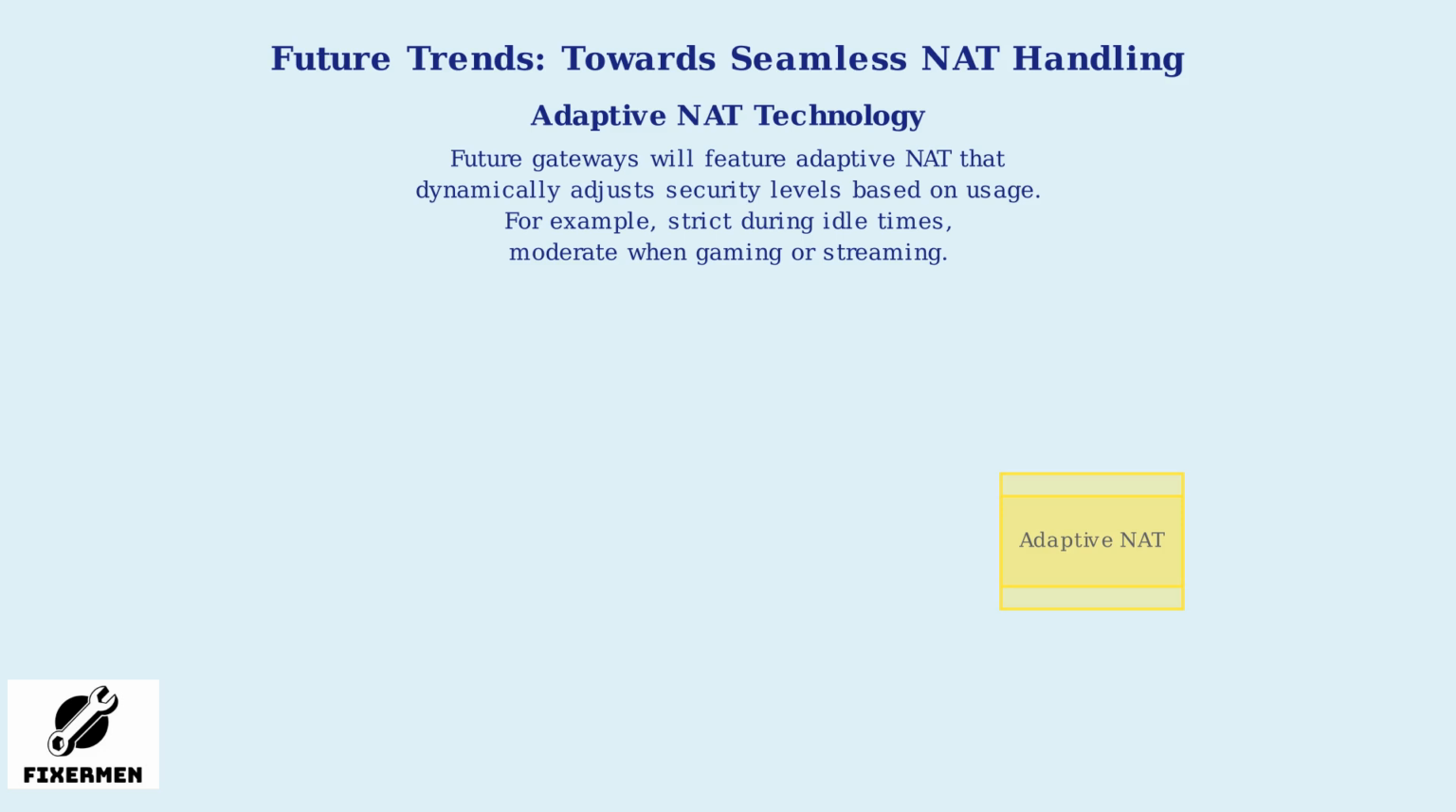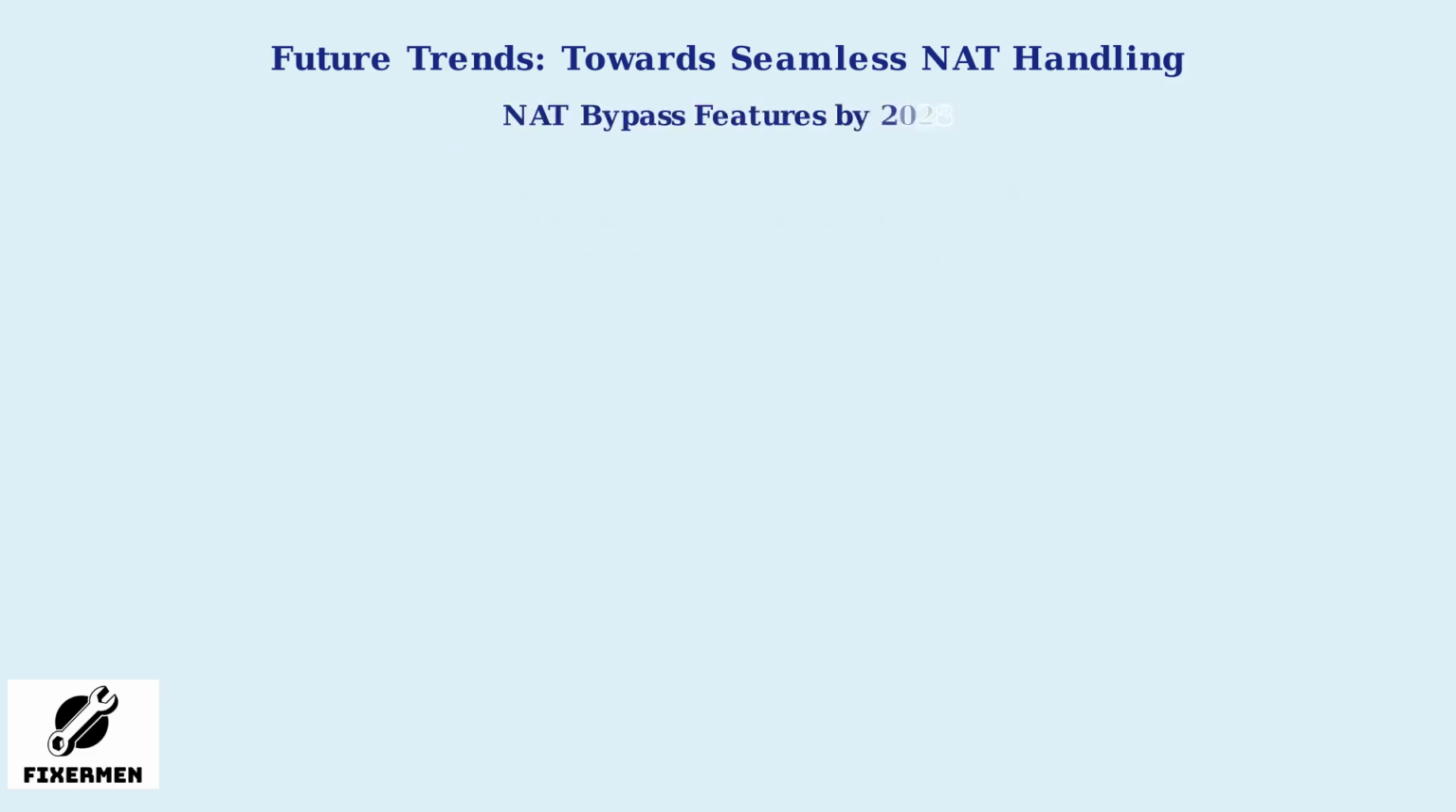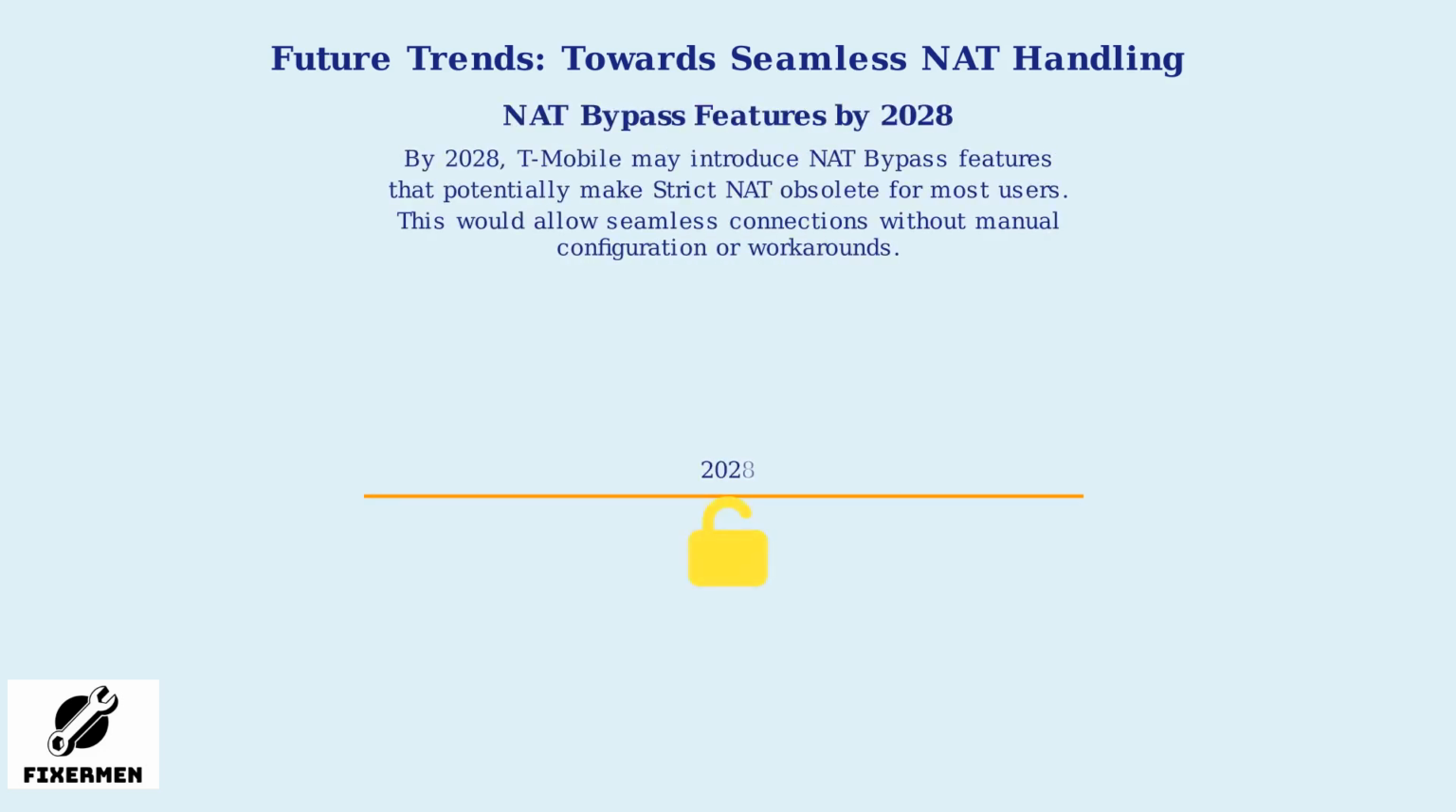Looking ahead to 2028, T-Mobile is expected to roll out innovative NAT bypass features in their gateway firmware. These advanced capabilities could render strict NAT obsolete for the majority of users, enabling seamless peer-to-peer connections and eliminating the need for manual port forwarding or bridging workarounds.